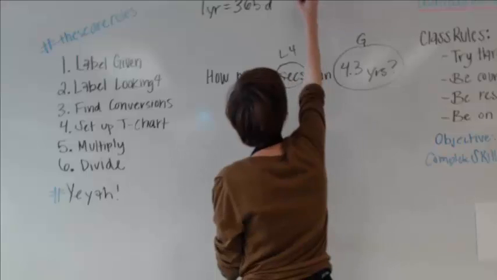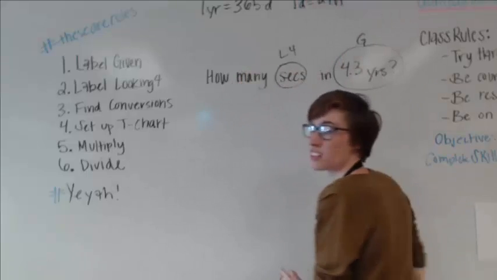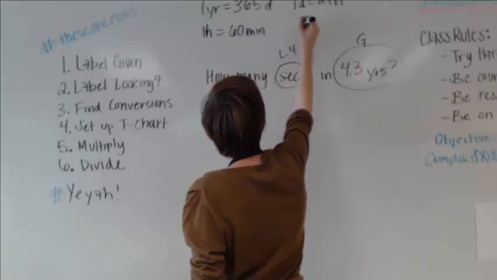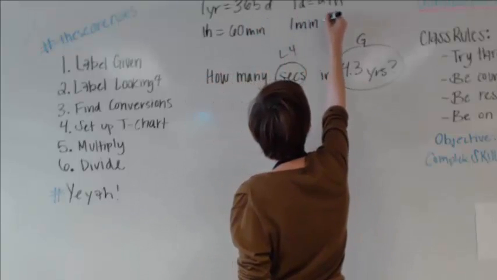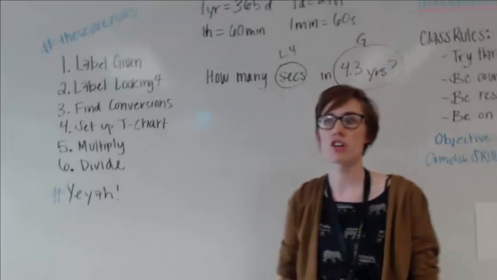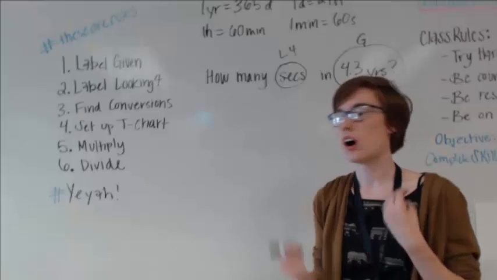Okay, 1 day is equal to 24 hours. 1 hour is equal to 60 minutes. And then 1 minute is equal to 60 seconds. So we actually have to use 4 different conversion factors to get us to our answer.